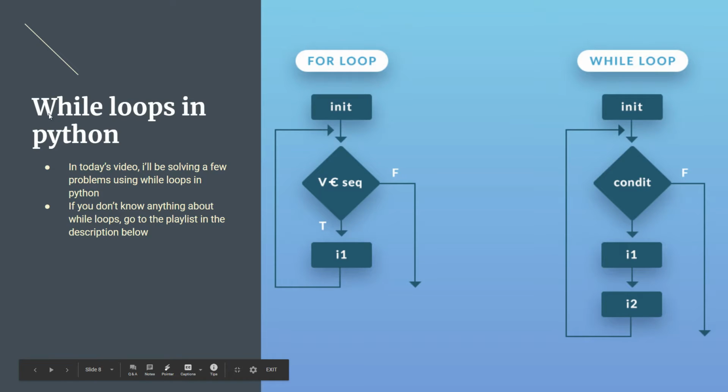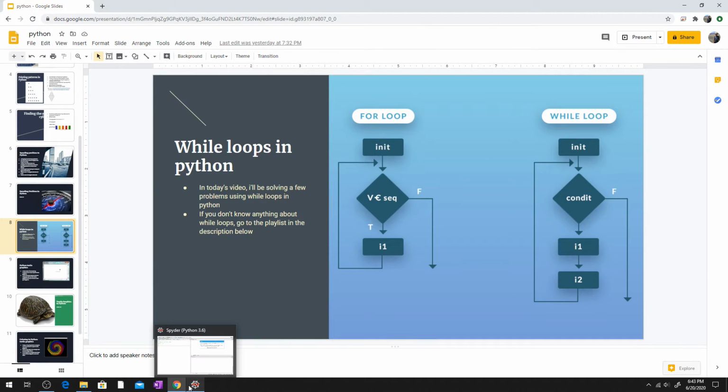In today's video, I'm going to be showing everyone a few problems using while loops in Python. For while loops you need four things: initialization, condition, block, and increase or decrease. If you don't know anything about while loops, go to the playlist in the description below. Forget about for loops. For loops I'm going to do in another video, but for today, just focus on the while loops. So let's start. We're going to solve a couple problems using while loops in Python.